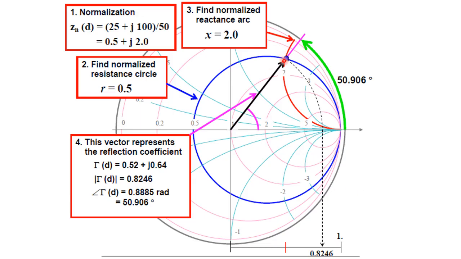But first of all, we plot the load. After normalizing the load, we find the resistance circle of 0.5, that is the blue one. The red is the arc of the reactance. So this is the point of the impedance. When we connect it with the center of the Smith chart, we are able to find the magnitude. So this vector represents the magnitude, and the phase angle, the magenta one, is the angle of the reflection coefficient, which we can read from the outer periphery. Here also we can measure this length, and at the bottom of the Smith chart the scale is given, so we can use that scale and find the value of the reflection coefficient.